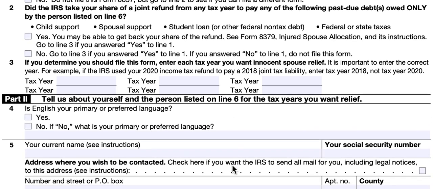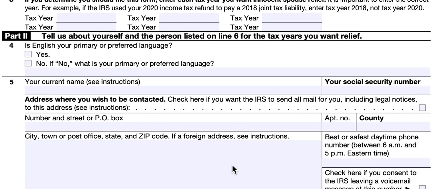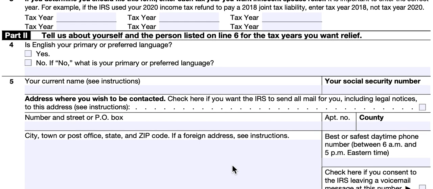So now we move to part 2. Tell us about yourself and the person listed on line 6. Is English your primary language? If not, what is your primary or preferred language?